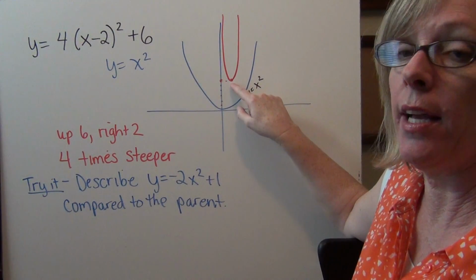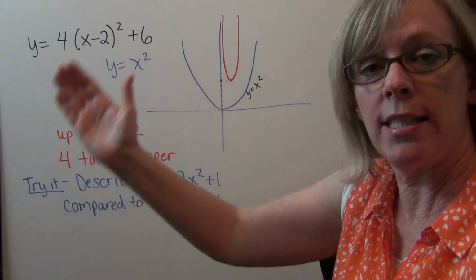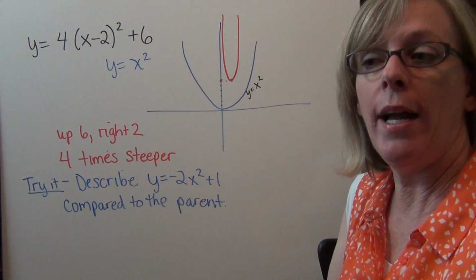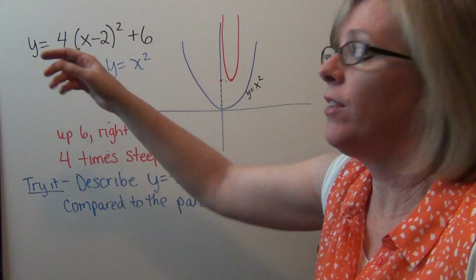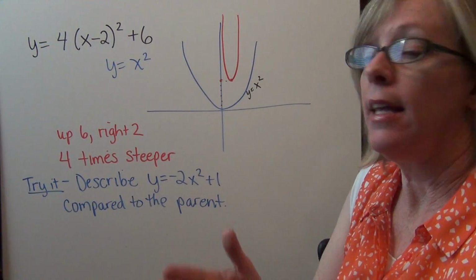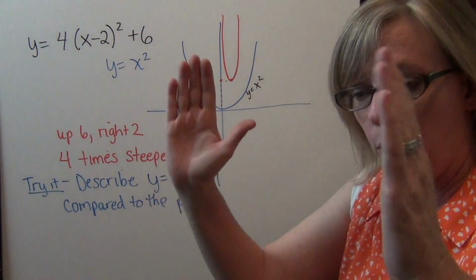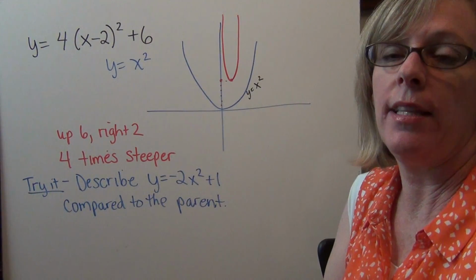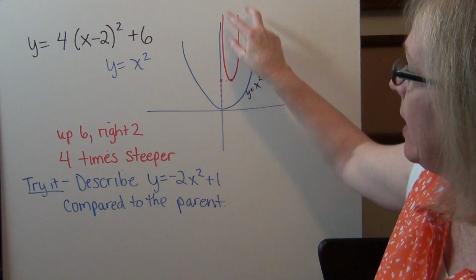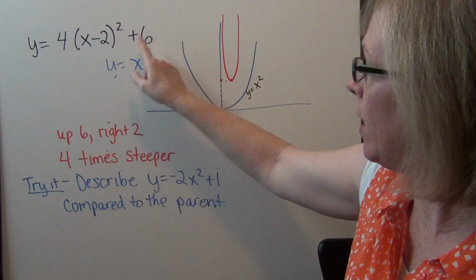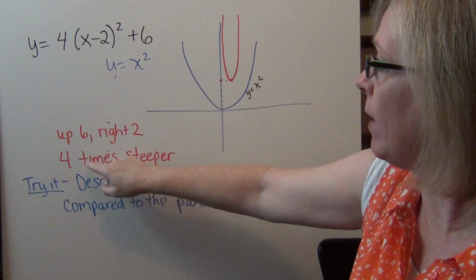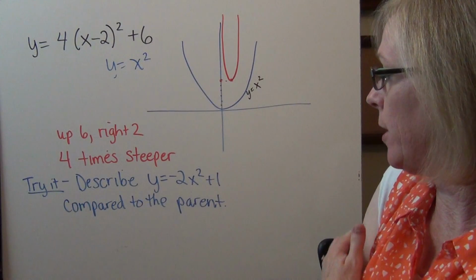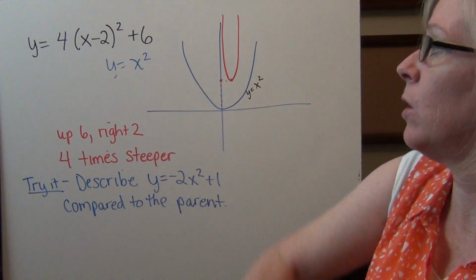That's my vertex. And then I know it's not the same steepness as the normal because I see this 4 here. Just like in y equals mx plus b, when I have a coefficient on the front, a leading coefficient, I know it affects how wide open my parabola is. In this case, it's 4 times steeper than it would be in a normal. So see how skinny that is going up. So I went up 6, to the right 2, and 4 times steeper. That's my description of this function compared to its original.